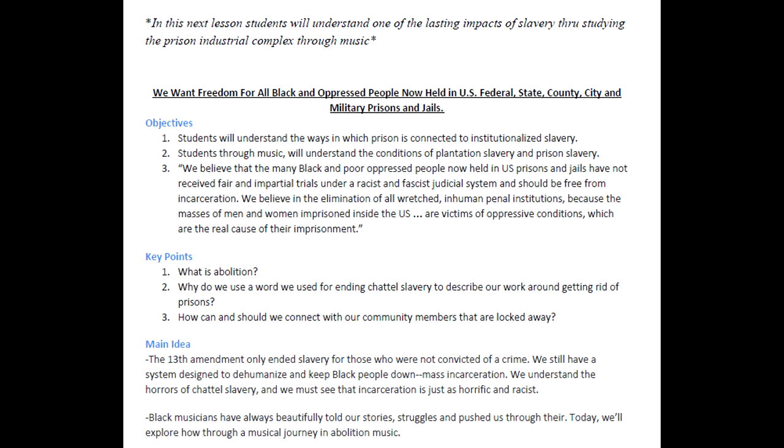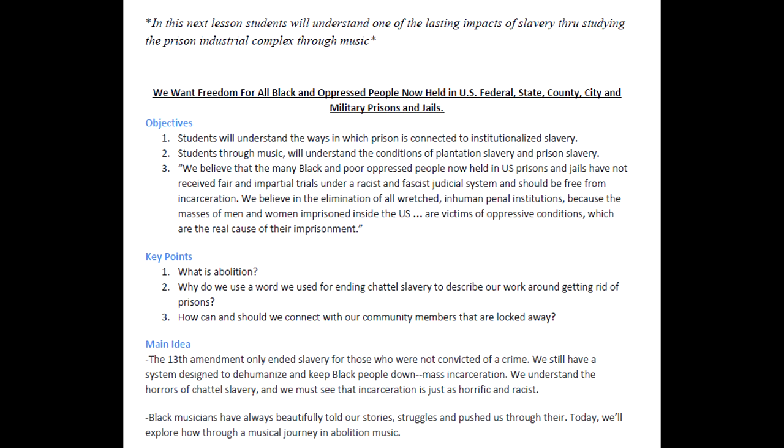This is bolded and underscored. "We want freedom for all Black and oppressed people now held in U.S. federal, state, county, city, and military prisons and jails." Objectives. Number 1. Students will understand the ways in which prison is connected to institutionalized slavery. 2. Students, through music, will understand the conditions of plantation slavery and prison slavery.